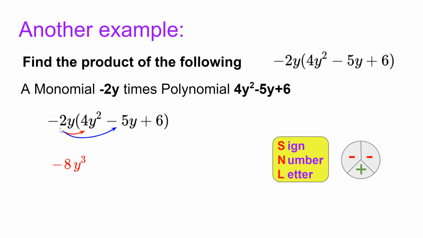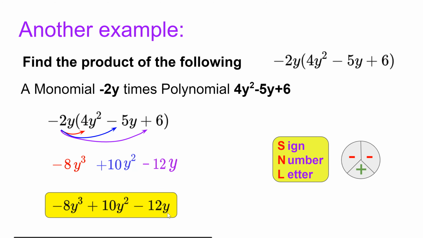The second arrow, negative times negative, would result in a positive. So we're done with the sign. Now the number 2 times 5 would result in a 10. Y times y, like we showed earlier, is y squared. The last term, negative times positive, is negative. The number 2 times 6 is 12. And there are no other letters, so we're just putting the y next to the 12. These are different terms, so we only have to put them together as a trinomial, and that's the final answer. Hopefully that helps you with multiplying a monomial by a polynomial. Thank you for watching.